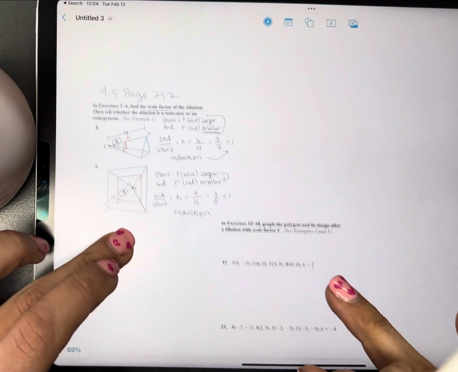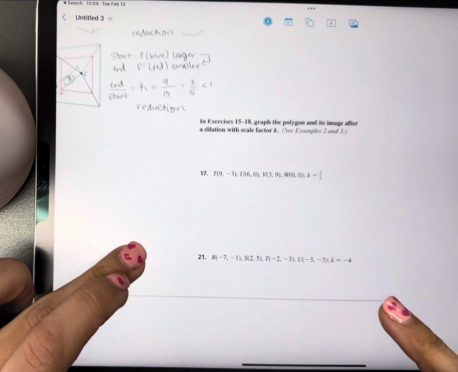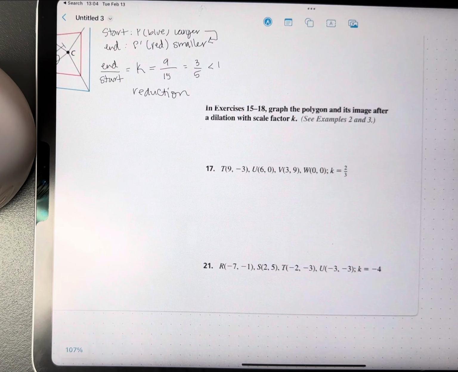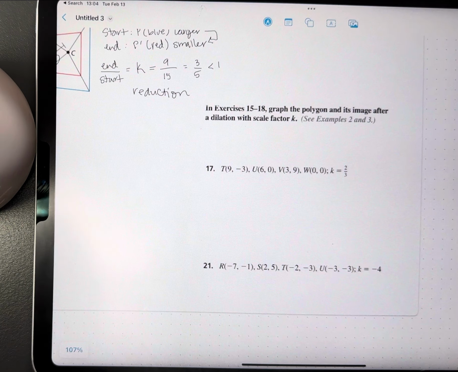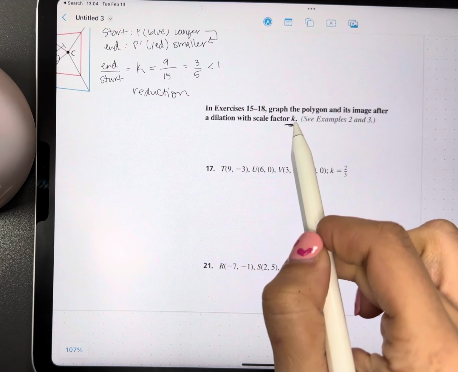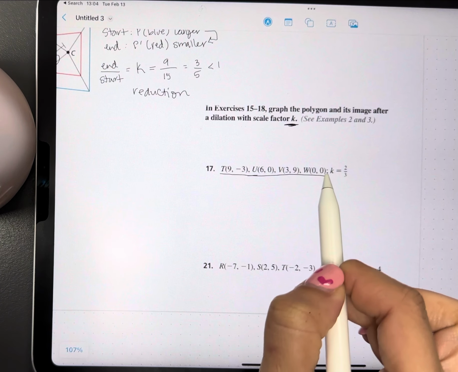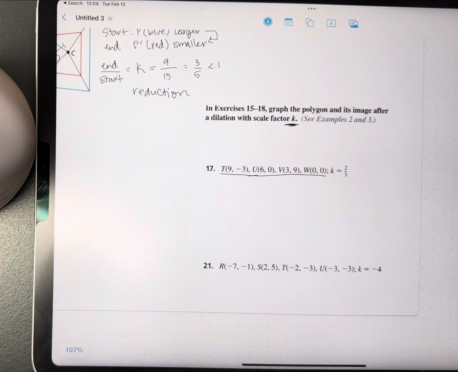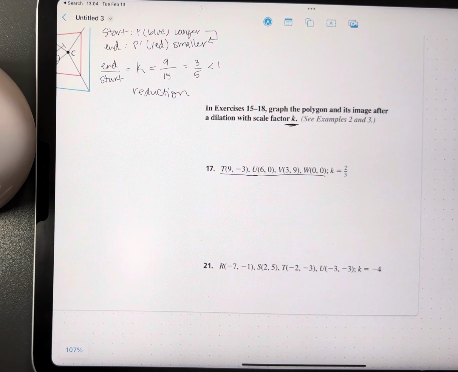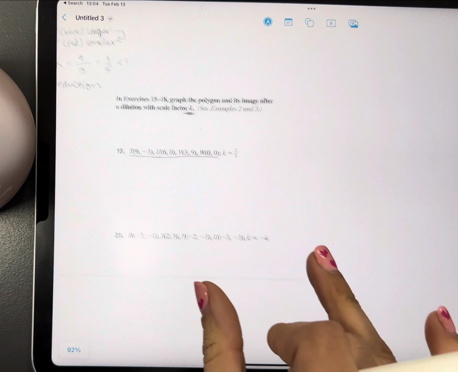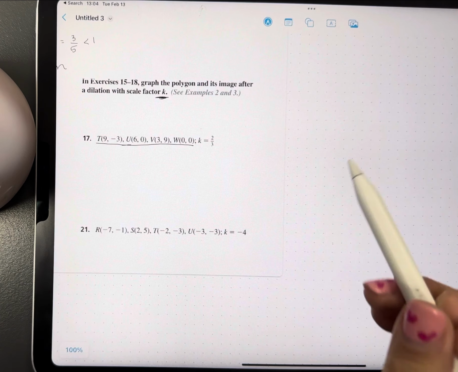Okay. Oh, look at that. We're already on number 17. Is that right? Yeah, that's right. Okay, graph the polygon and its image after a dilation with this scale factor. So I've got to graph these points to get the polygon. Okay, that's step 1. Should I do it here? Yeah, why not? I've got a grid going on over there.